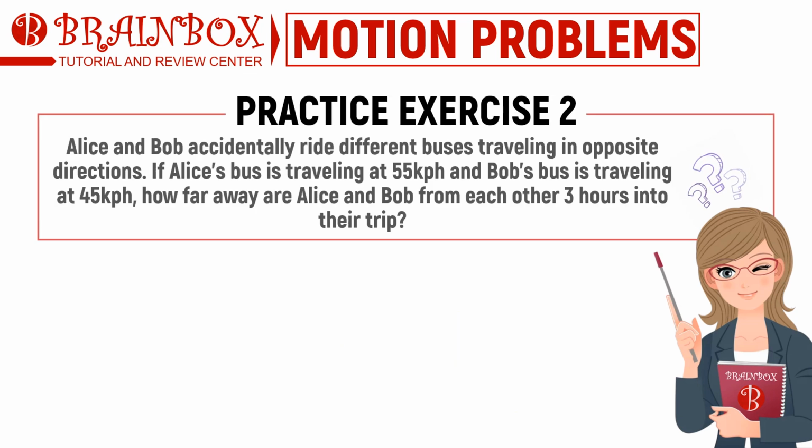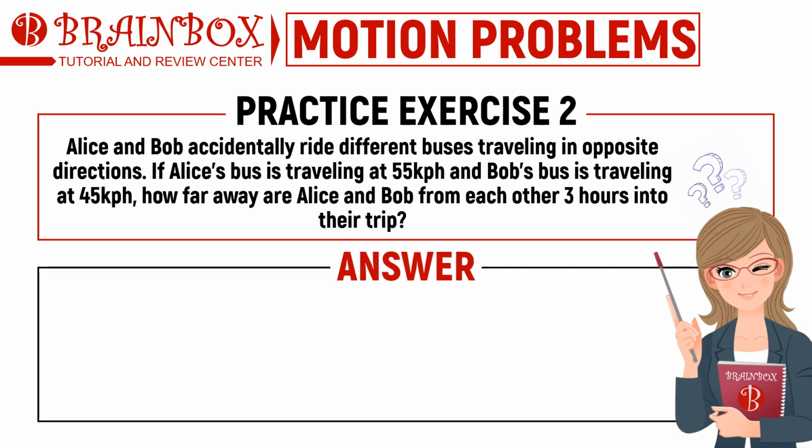Number 2. Alice and Bob accidentally ride different buses traveling in opposite directions. If Alice's bus is traveling at 55 km per hour and Bob's bus is traveling at 45 km per hour, how far away are Alice and Bob from each other 3 hours into their trip? Timer starts now.